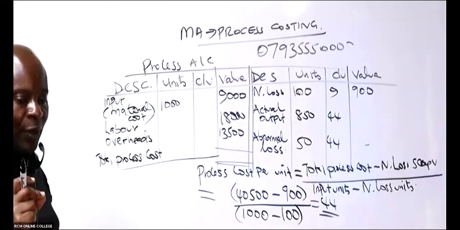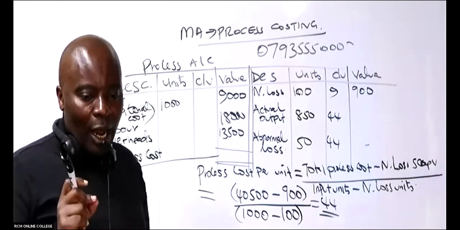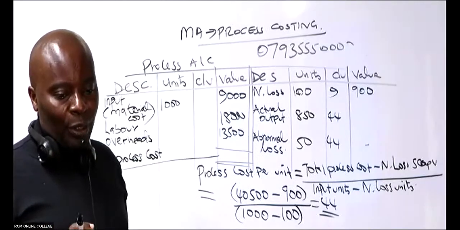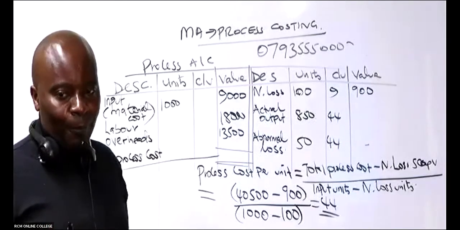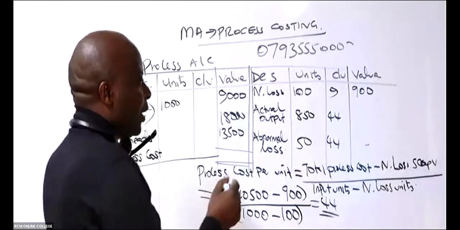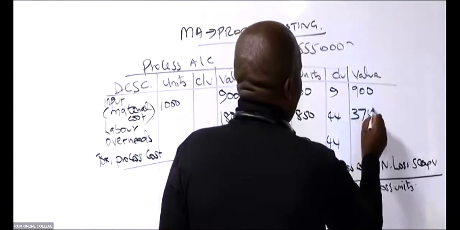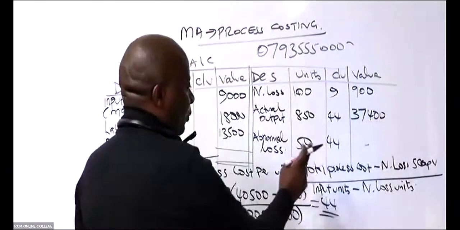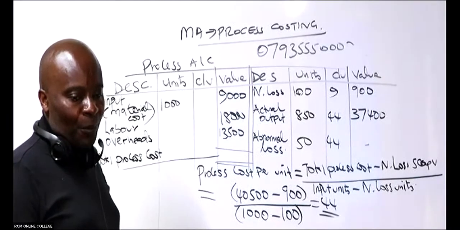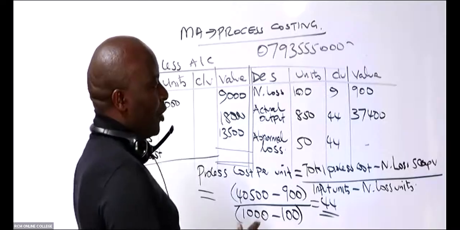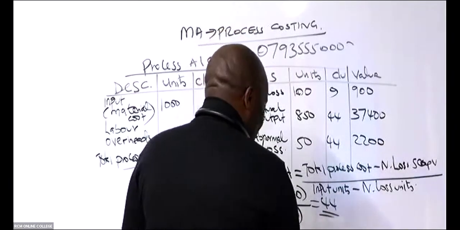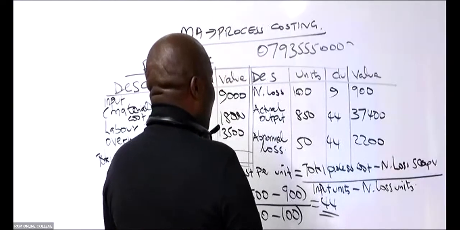What will be the total value of actual output? 850 times 44, 37,400. And then 50 times 44, because remember, this is per unit. So this gives me 2,200. And you can easily mark for yourselves because this account has to balance.